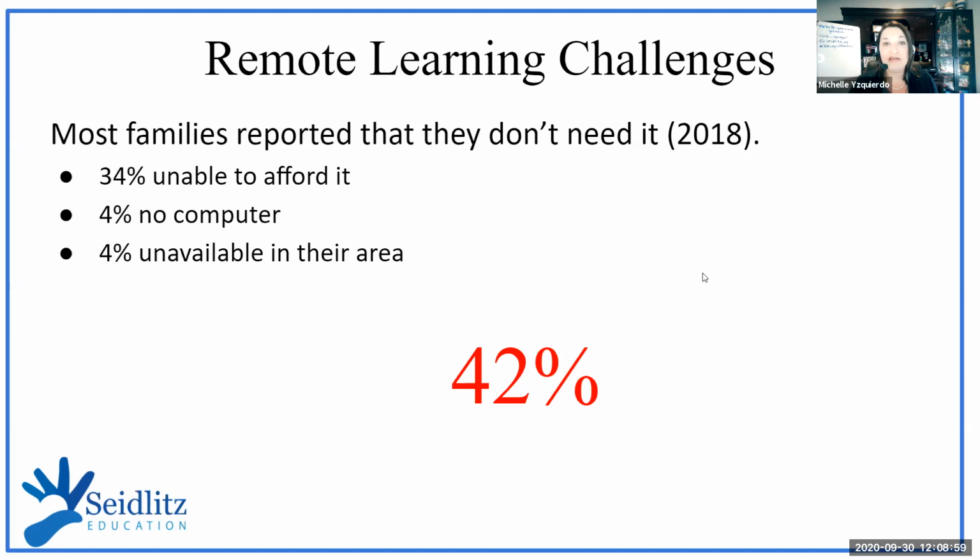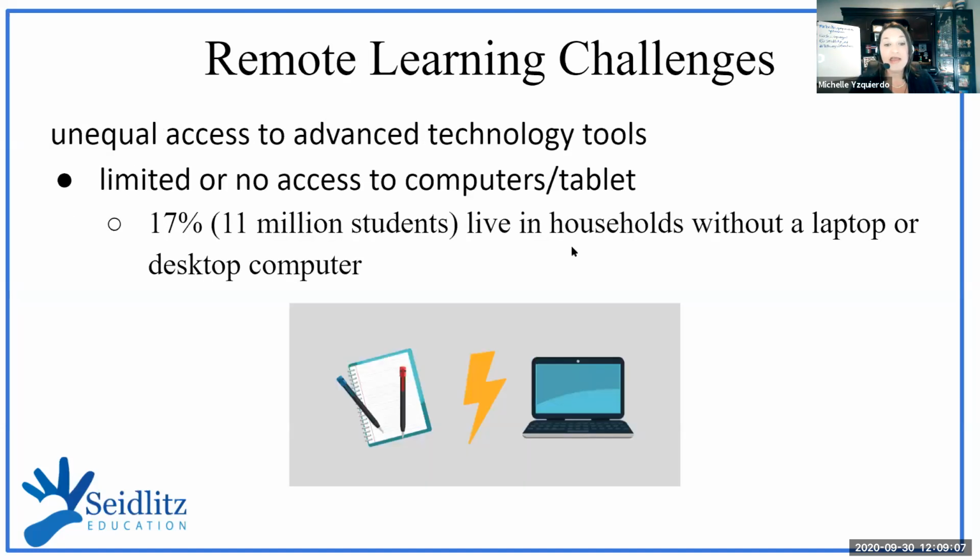So if you're doing the math, that's 42% of these people without internet. It's just not even an option for them, either because they can't afford it or it's just not there. I thought that was really interesting, because even if I have the technology, I can't access it without the internet.